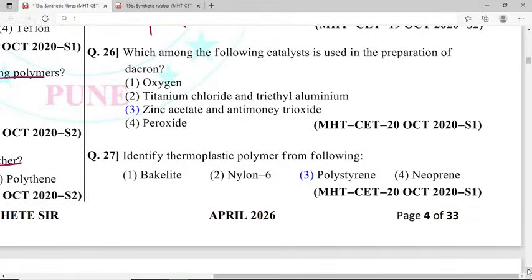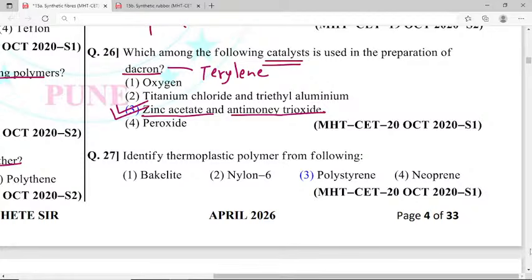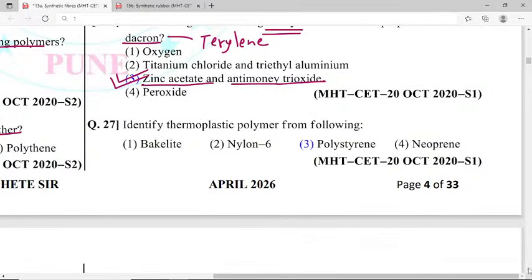Which among the following catalysts is used for preparation of dextron? Name the catalyst used for dextron: zinc acetate and antimony trioxide. This is very important. For Dacron, the catalyst is zinc acetate and antimony trioxide. Dacron is also called terylene. This is very important, terylene.